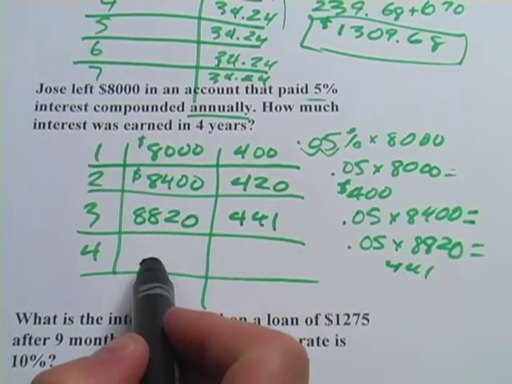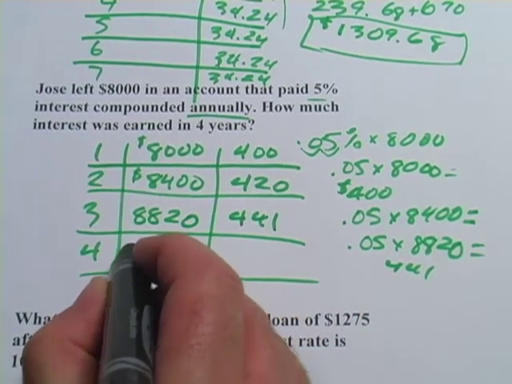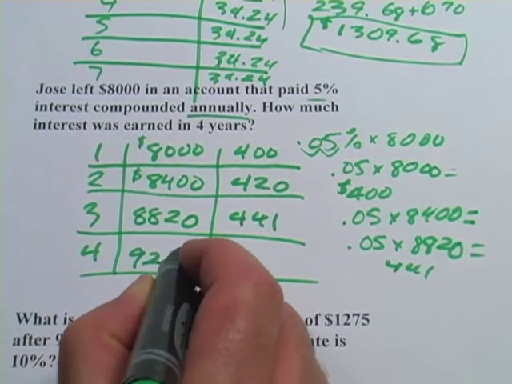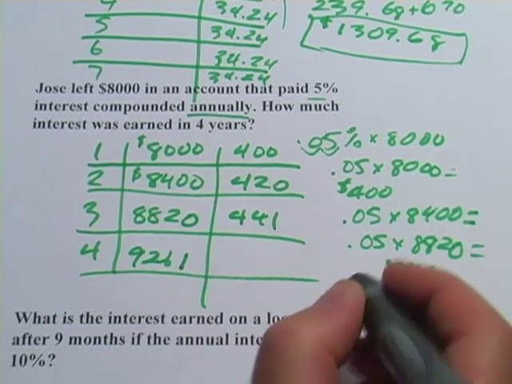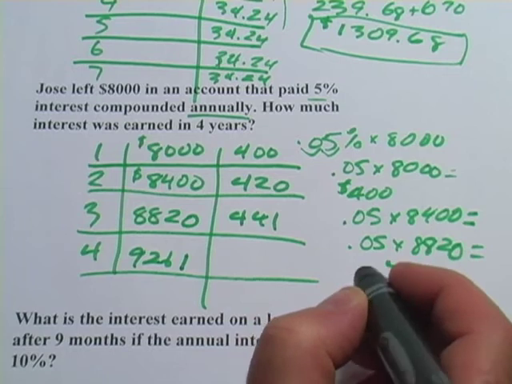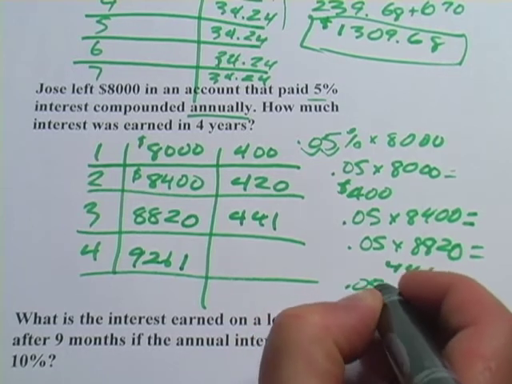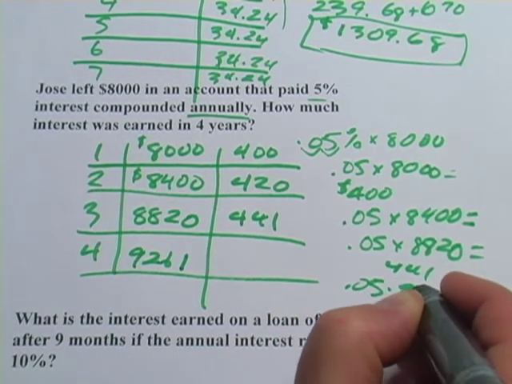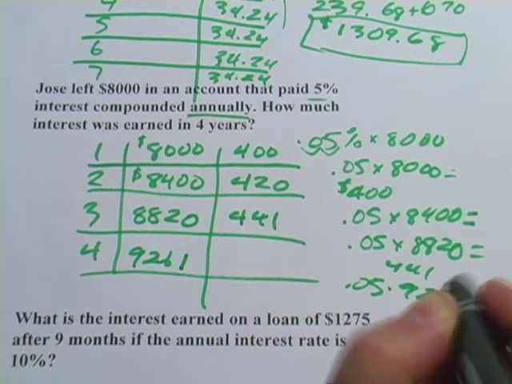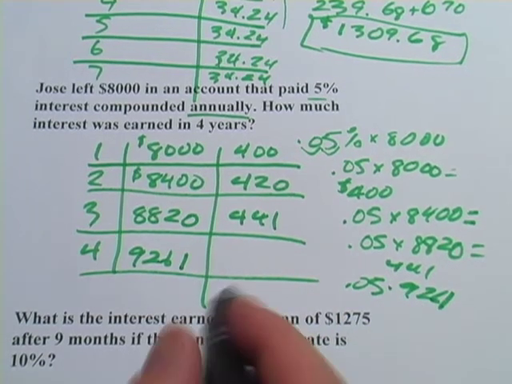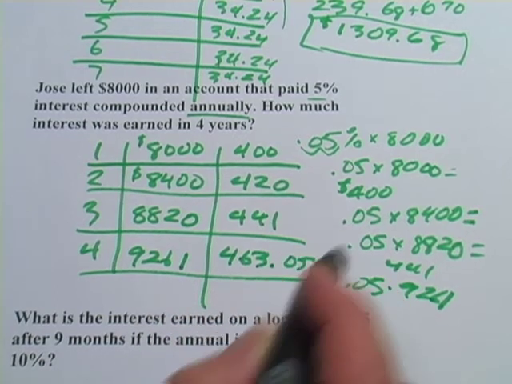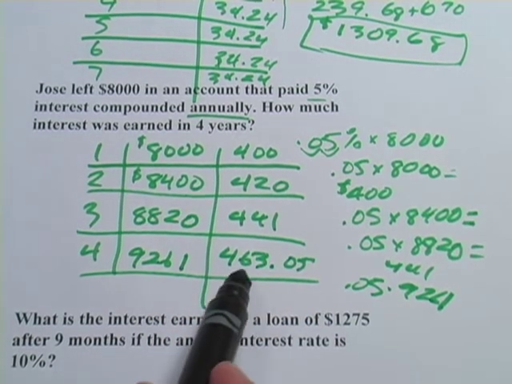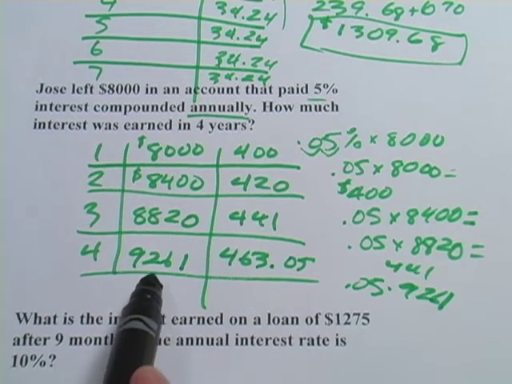And then we add that. And what do we get here? 9,261. And then we figure out our 5% interest on 9,261. So 0.05 times 9,261, and that comes out to $463.05. And if I want to figure out what I have at the very end of this, I would add the $463.05 to the 9,261.